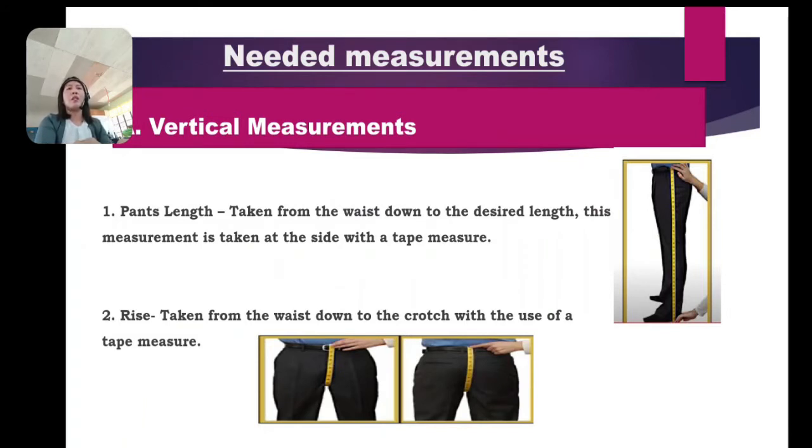This measurement is taken at the side with a tape measure. So, as you can see on the picture, that is how we are going to measure our pants length. Second, rise or your crotch. For rise or crotch, it is taken from the waist down to the crotch with the use of a tape measure. So, as you can see on the picture, that is how you're going to measure rise measurement or your crotch measurement.